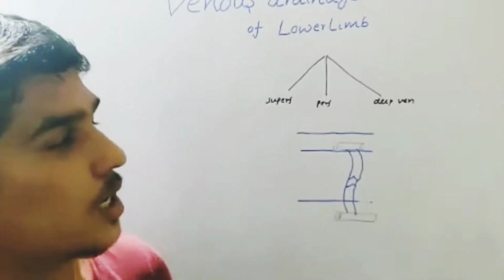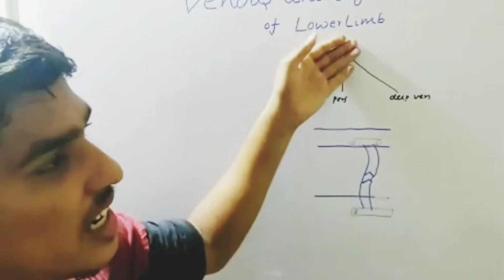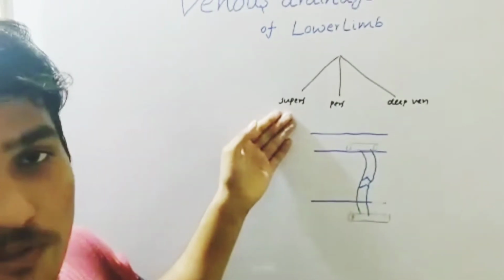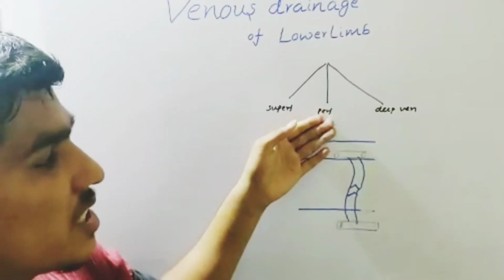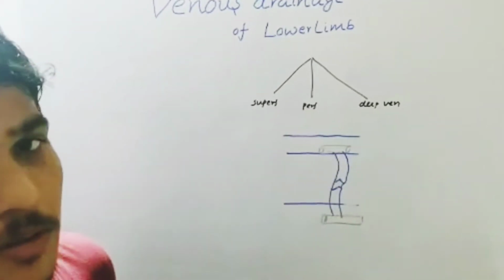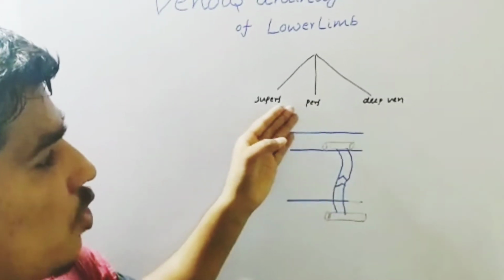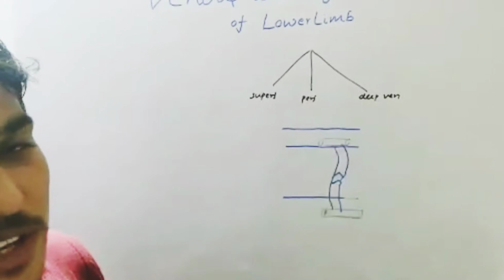So let's get into the topic. The venous drainage of the lower limb is divided into three categories: the superficial venous system, the perforating venous system, and the deep venous system. The perforating venous system connects the superficial venous system and the deep venous system.